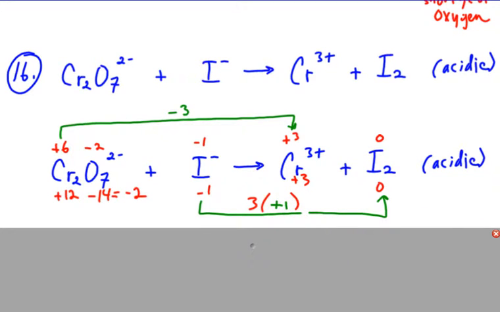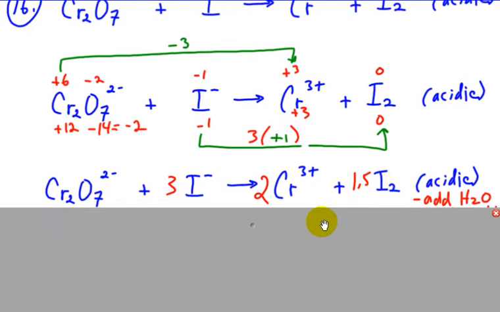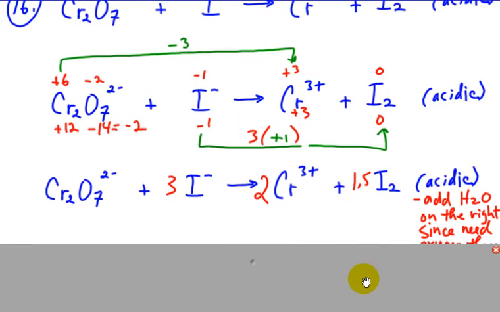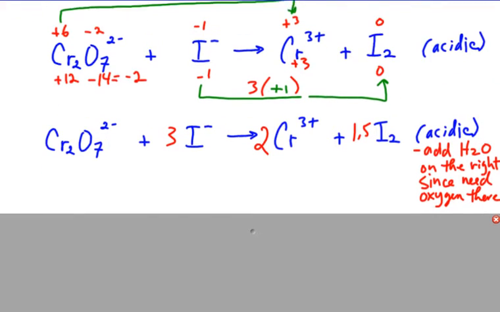So as we can see here, now we have 2 chromiums, so we're going to have to add a 2 here just to balance the chromiums. I'm told here that I need to have a 3 in front of here, so 3 iodides. Yes, and look at here. To have 3 iodines, 2 times what is 3? 2 times 1.5 is 3. Okay, so that kind of gives you an idea as to how to balance it first of all.